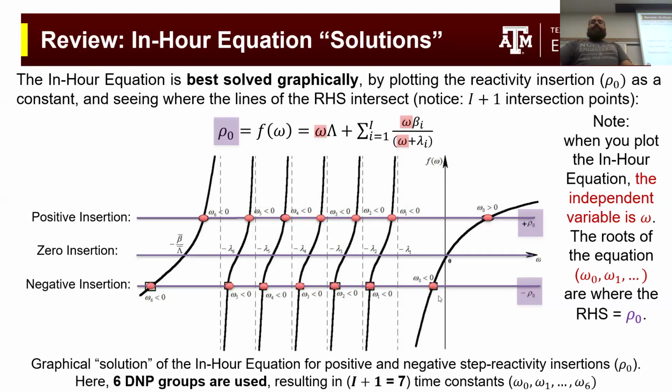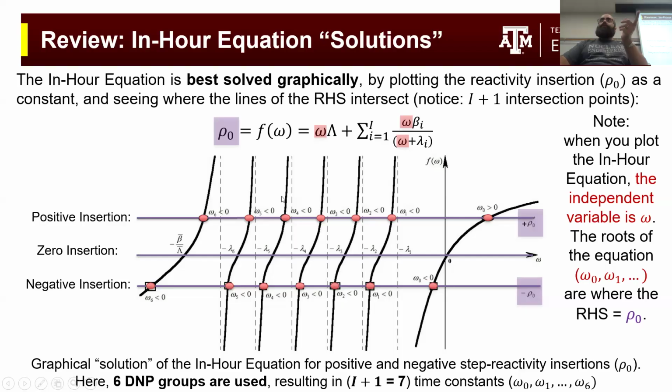If you were to plot the right-hand side of this n-hour equation, you're going to get these solid black lines that look like weird hyperbolic trig functions. And when you're plotting these, the independent variable is omega. What you do is you plot the right-hand side of this equation, which is the omega times big lambda, and then the sum of this guy right here. And the left-hand side is the reactivity insertion. If your reactivity insertion is positive, that's what this top purple line is representing, some positive value of my reactivity insertion.